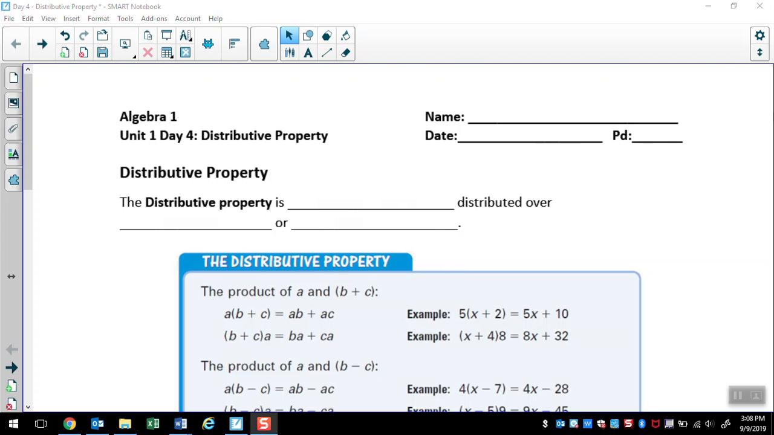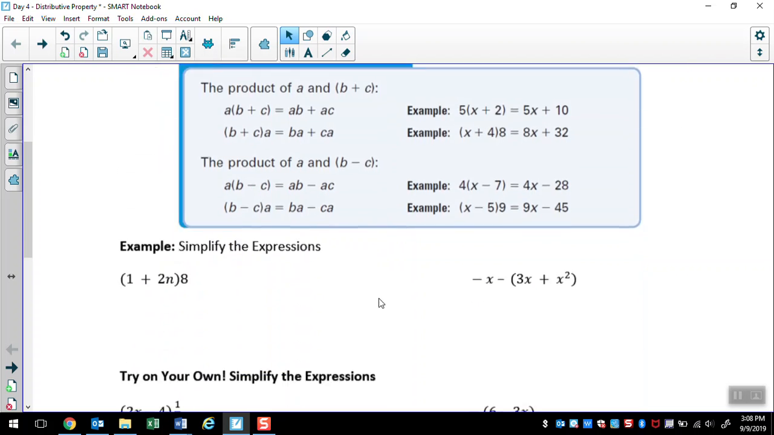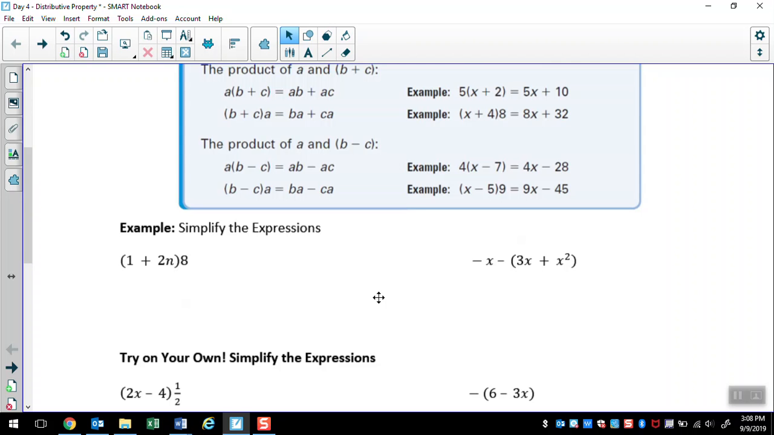Hi everyone, today we're going to continue our discussion on simplifying expressions. Today we're going to look at how to use the distributive property. The distributive property is just multiplication distributed over addition or subtraction. So let's come down and take a look at some of these examples.